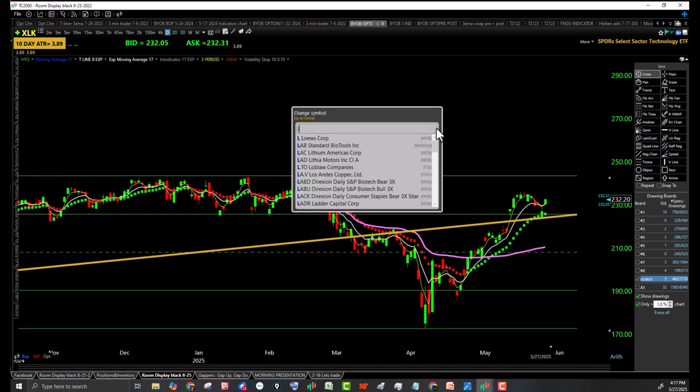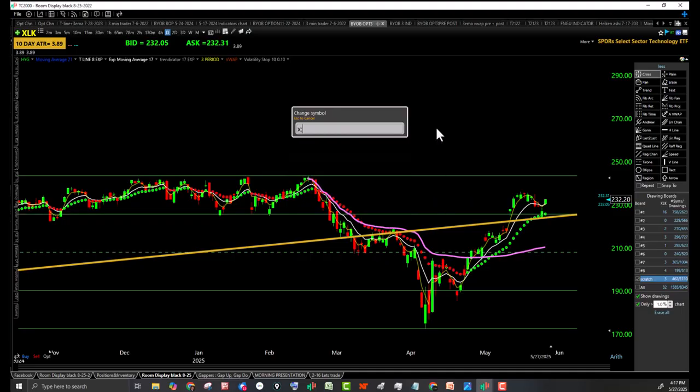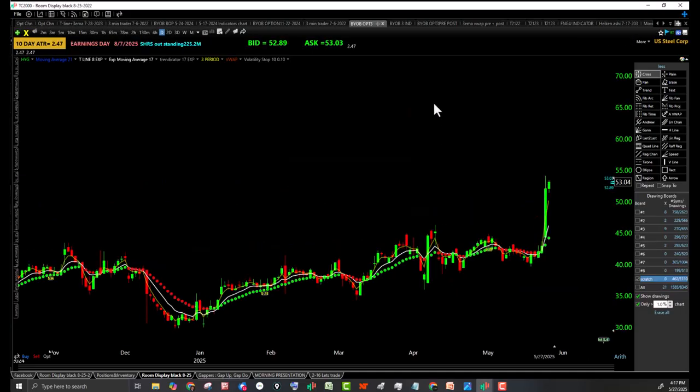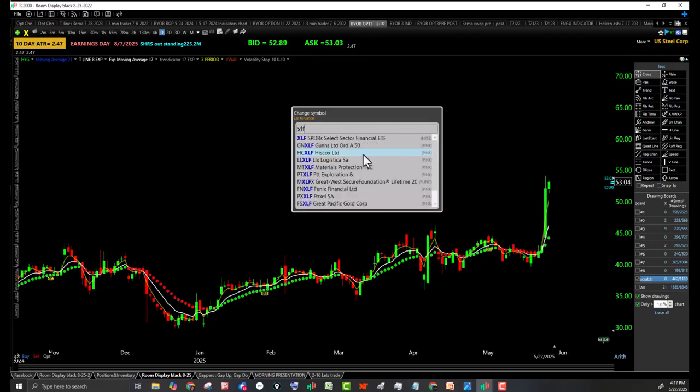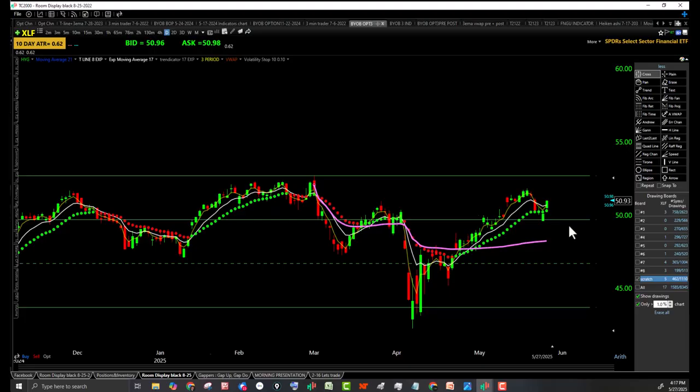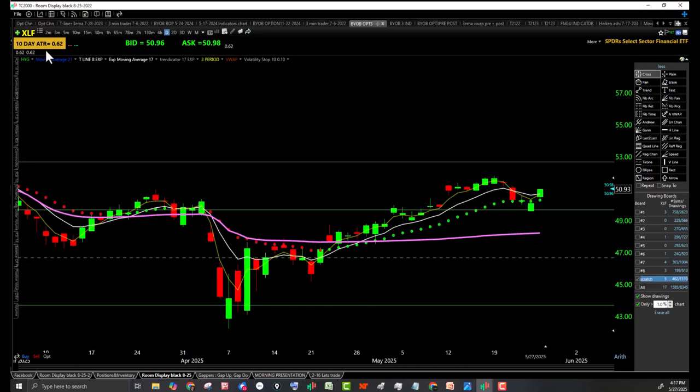Let's take a look at XLF. Wow, look at X. Anybody in X? That shows a good economy when X takes off like that. If Alcoa is doing the same thing, you know we got a strong economy going on.